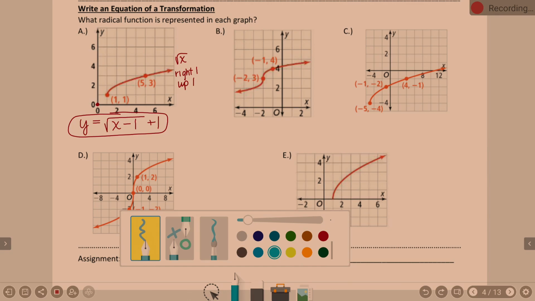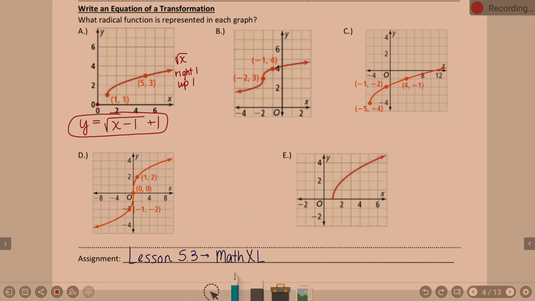Okay. Keep moving. What are you thinking about B? It's cube. Okay, it's a cube root this time. Where's that cube root graph going? Right.